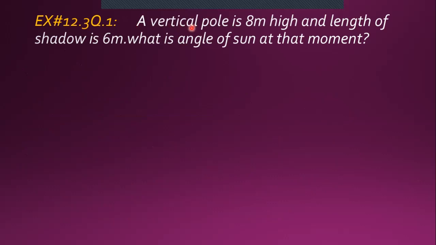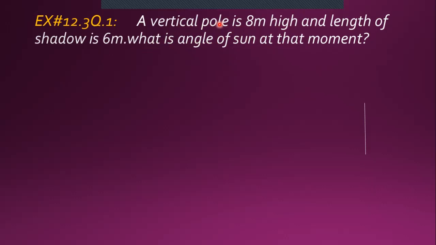Look at question number 1. Now these are the questions that are included in the smart syllabus. A vertical pole is 8-meter high and length of the shadow is 6 meter. What is the angle of sun at that moment? Now we are talking about pole and we are talking about its height and shadow, but here the demand is for the angle of elevation of sun. Obviously sun is at higher level than the horizontal level, so it would be the angle of elevation.